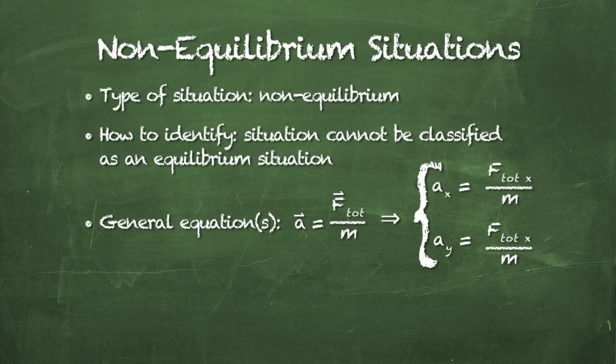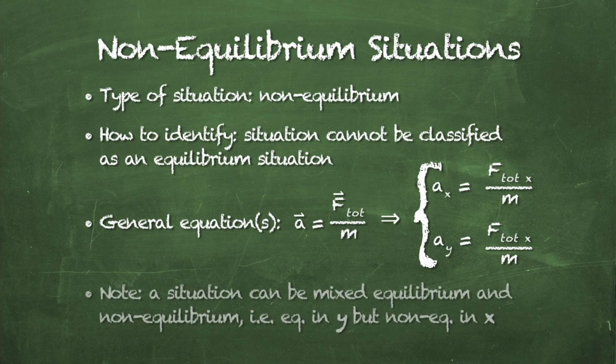And acceleration in the y direction is equal to the total force in the y direction divided by mass. So mass is mass. Whether it's in the x equation or the y equation, it's the same mass. And that might be important for solving some questions that you're asked later on. Now, one important thing to realize is that a situation can be a mixture of equilibrium and non-equilibrium, meaning that you could have equilibrium in the y direction but not in the x direction, or vice versa. So you can have a mix of equilibrium and non-equilibrium.